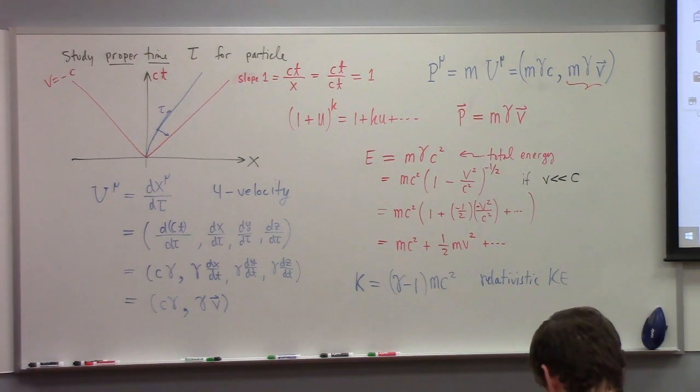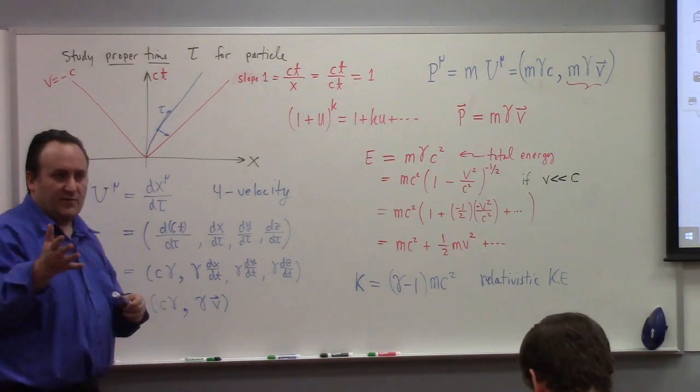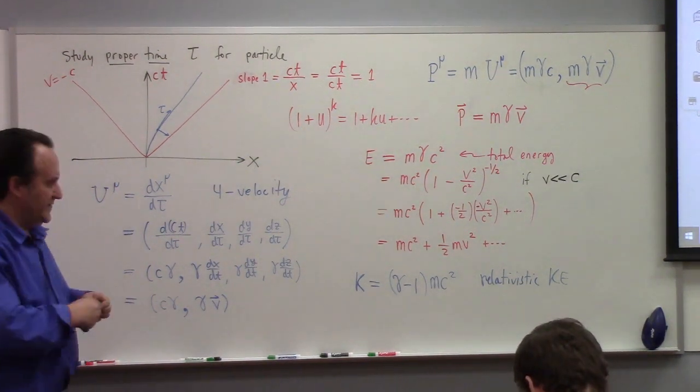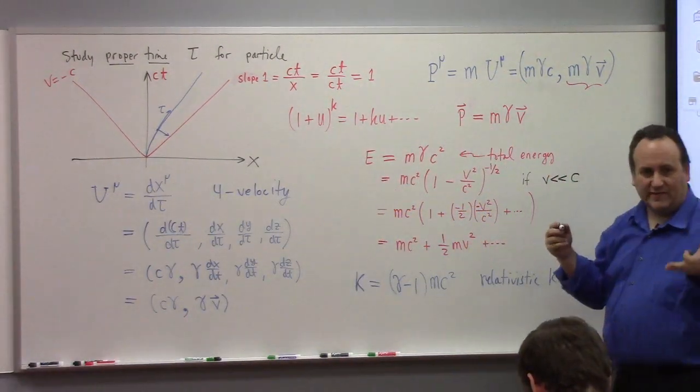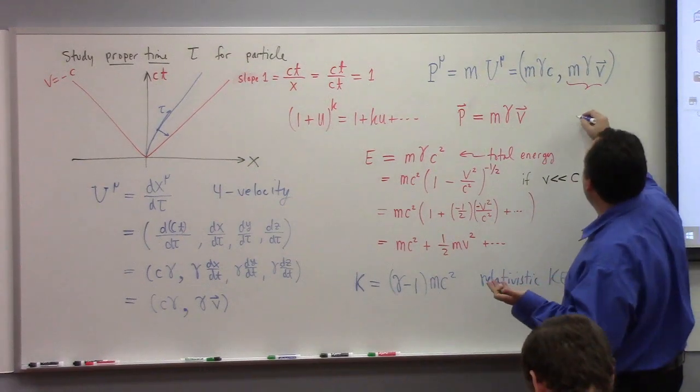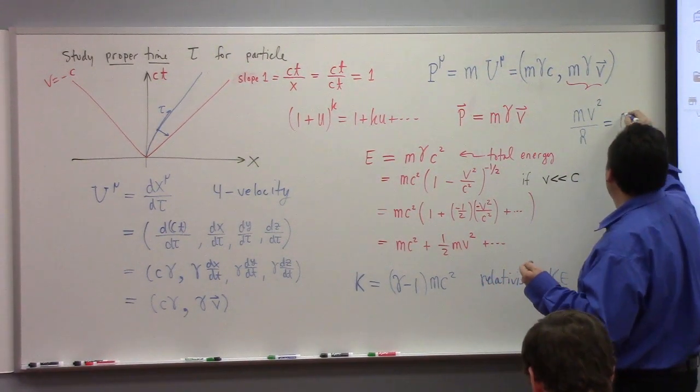There are so many things to say about special relativity, so many interesting things. Here's one. If you study circular motion, what do we have for circular motion? There's no homework problem on this, so this is just for fun. But for us, mv squared over r is equal to the centripetal force, right?